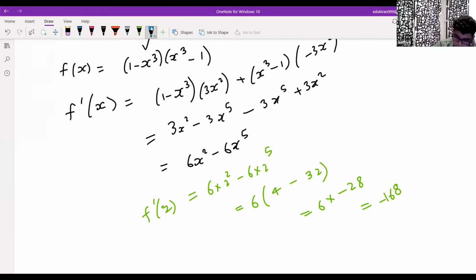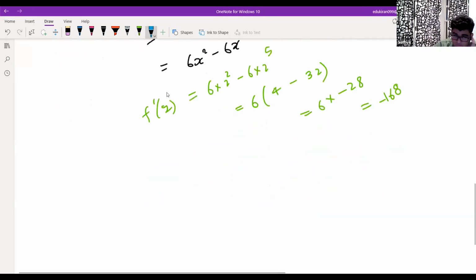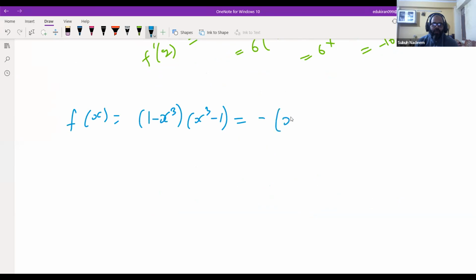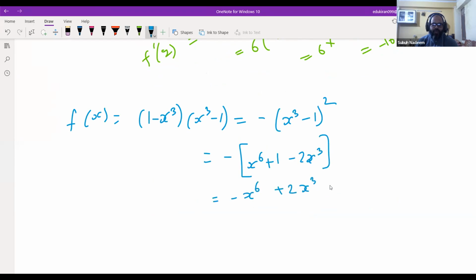Okay. f(x) is equal to (1 minus x cube)(x cube minus 1). This can also be calculated like this, by just multiplying before differentiating. So this will be minus, taking common, (x cube minus 1) whole square. So minus (a square plus b square minus 2ab). It will be like this. So it will be minus x to the power 6 plus 2x cube minus 1.